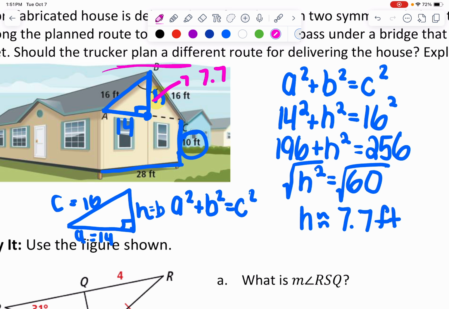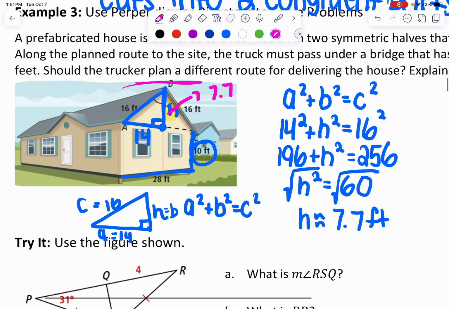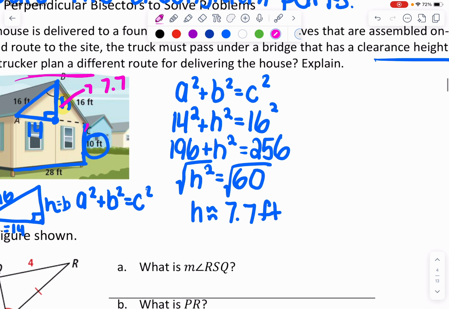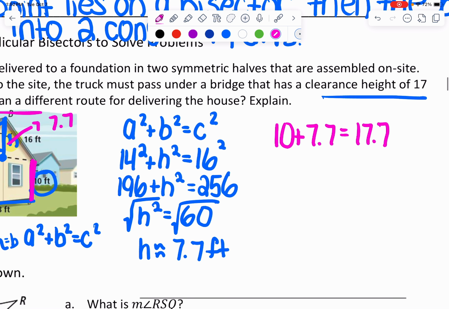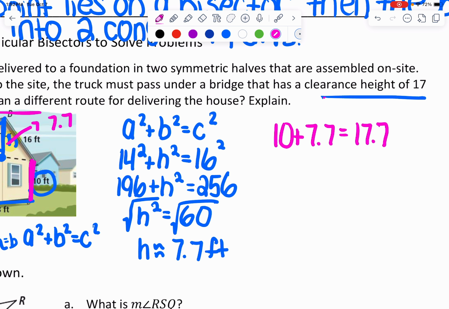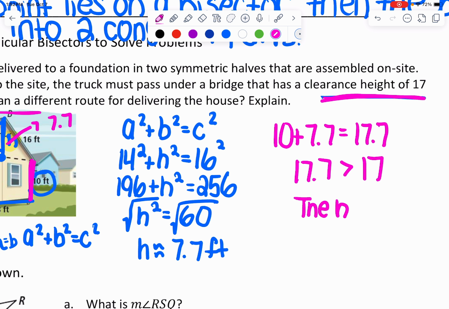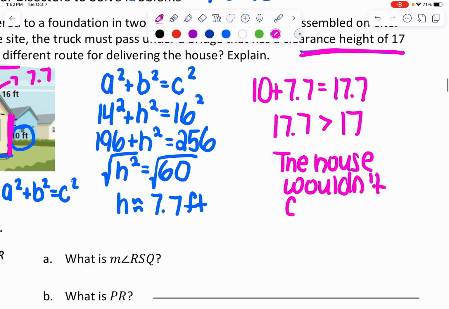So the bridge is going to go over like this. What I'm going to do is add this bottom part of the house, which is 10, plus the height that I just found, 7.7. So it'd be 17.7. But the problem is that this only has a clearance height of 17. So 17.7 is greater than 17, which means the house wouldn't clear the bridge.